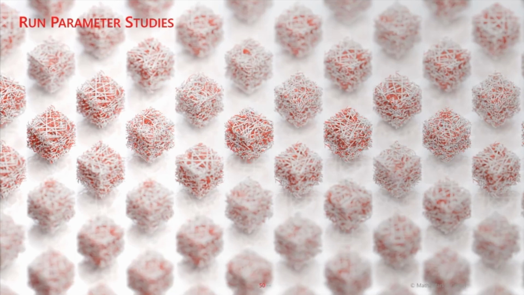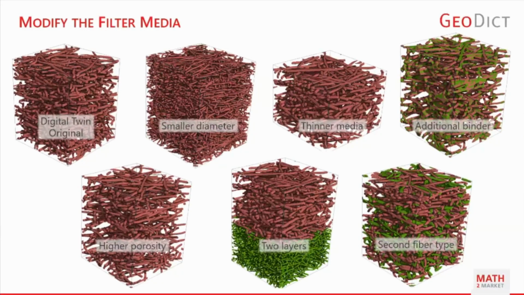And this is why you need the digital twin. You need to know where you start, because without it you can make a lot of models, but it's difficult to relate them to the real material. But once you have your starting point, then it's easy to modify the structure with GeoDict. And you can compute and change very different things.